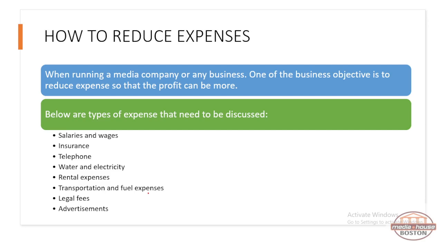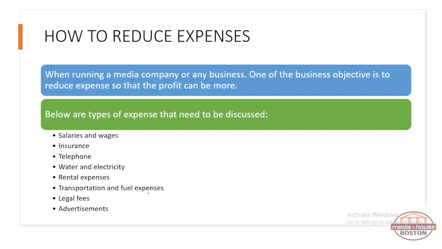And now the last part will be how to reduce the expenses of the business. Remember, one of the primary strategies of the business is that we minimize the expenses and maximize the revenue so that the business owner can benefit from more profit. So one of the business objectives is to reduce expenses so that profit can be more. Below are types of expenses that need to be discussed.